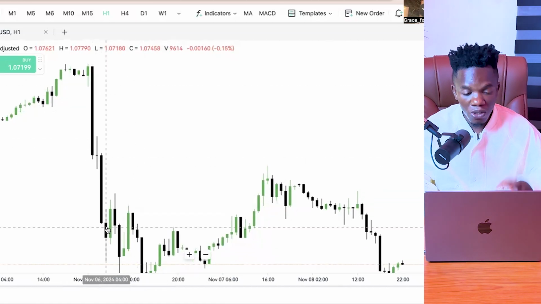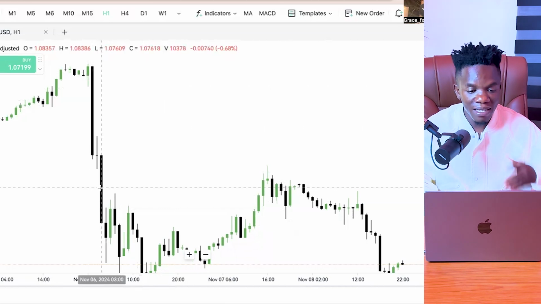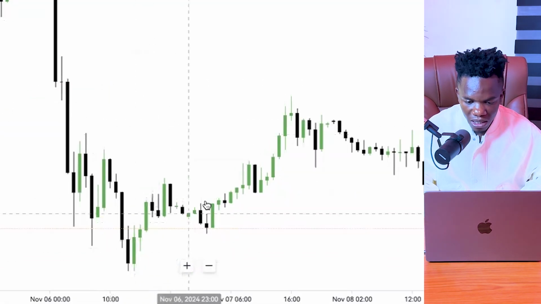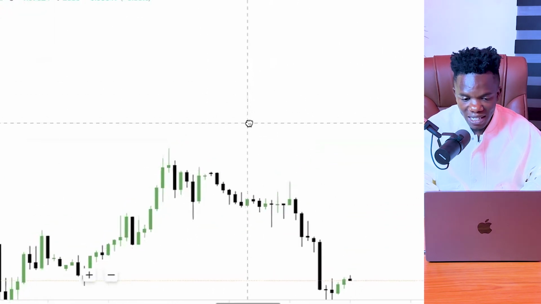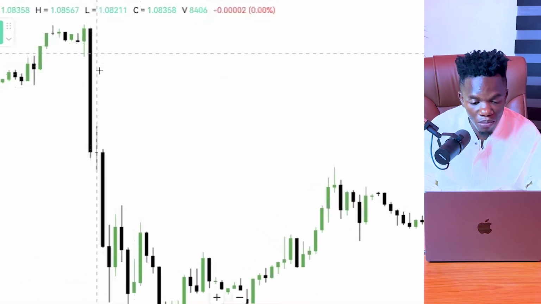Now, sometimes you may not be able to catch this big move, but what we are interested in is the next move after this big move, okay, which is this one from here to here, this move right here, and also this move right here. You will definitely keep seeing it almost every week on any instrument you trade in the market. You will see big moves like this.